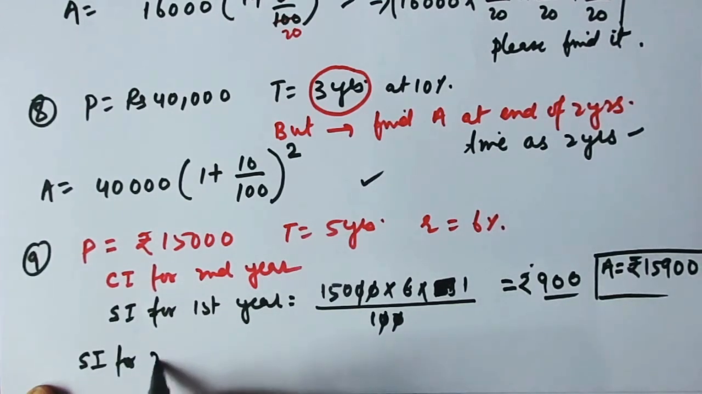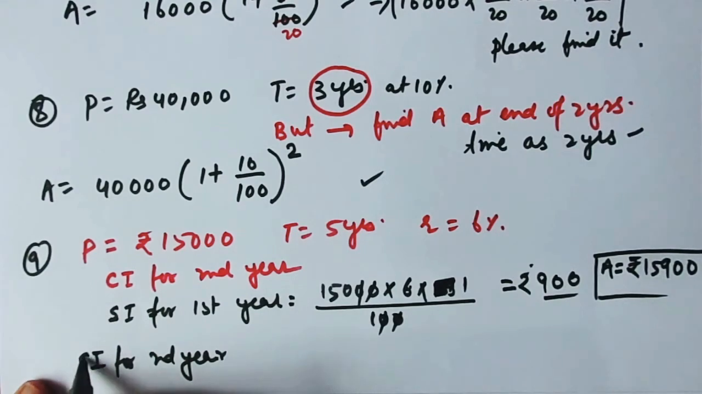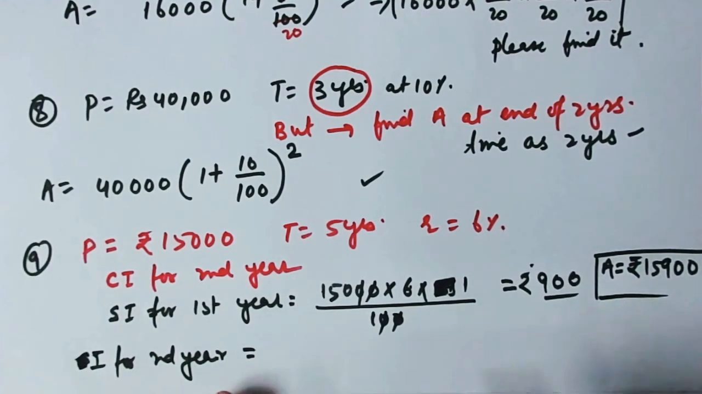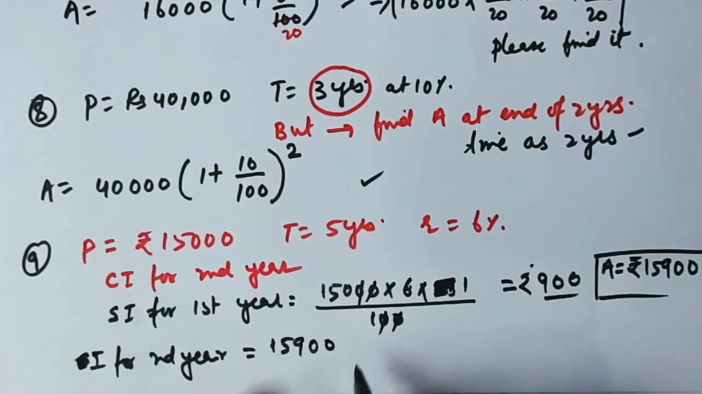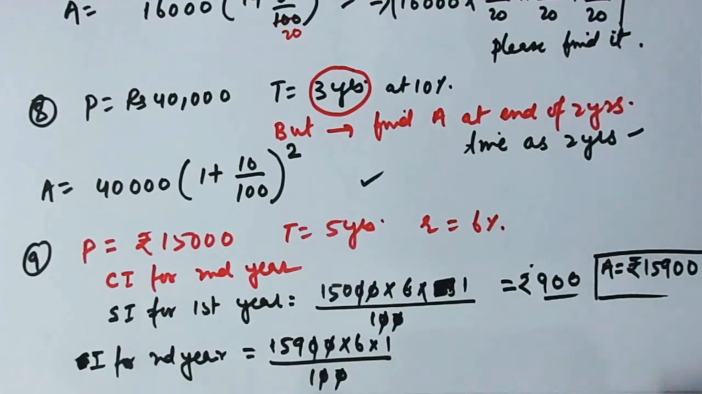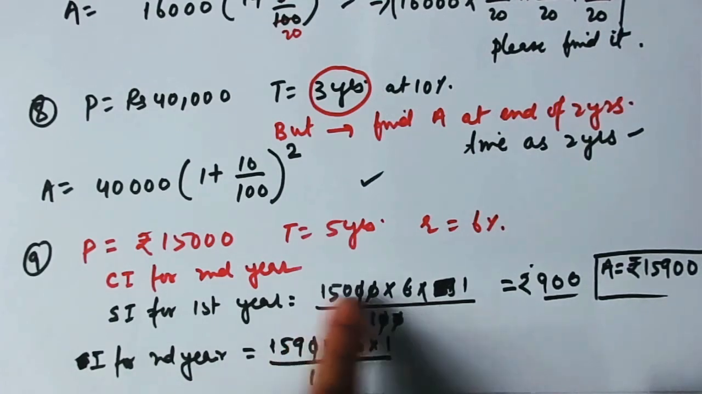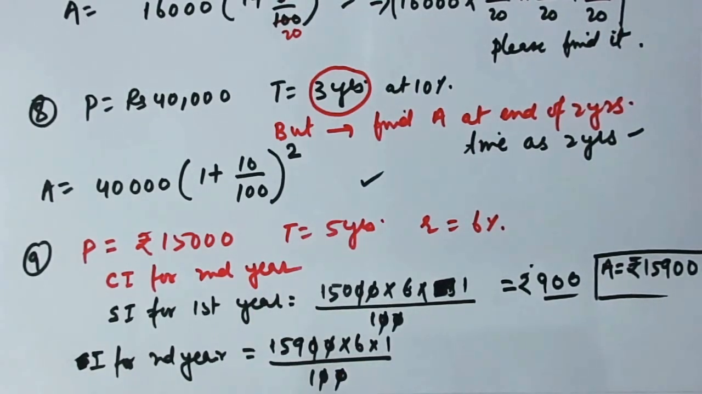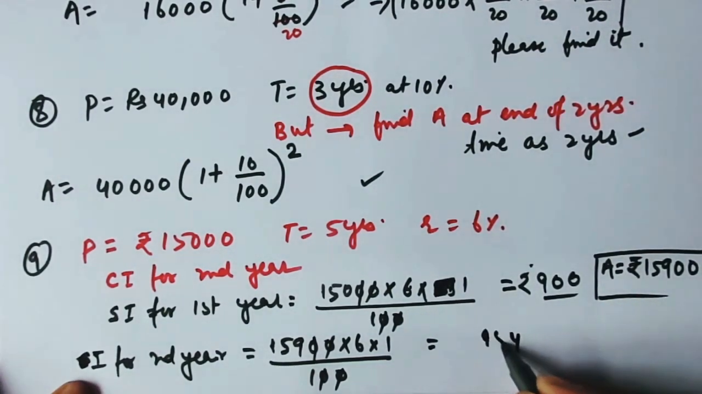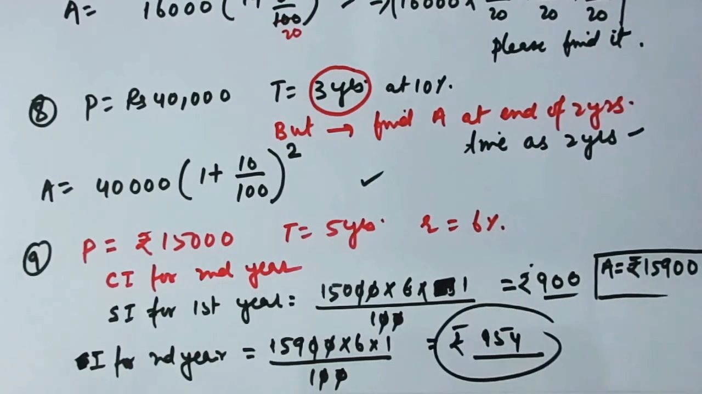Interest for the second year will be equal to 15900 into 6 into 1 by 100. Just a little cancellation. PRT by 100. So 159 into 6 is 954. So that is what they are asking: find the compound interest for the second year. So this is your compound interest for the second year. Okay, be happy.